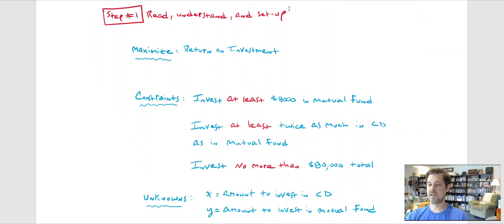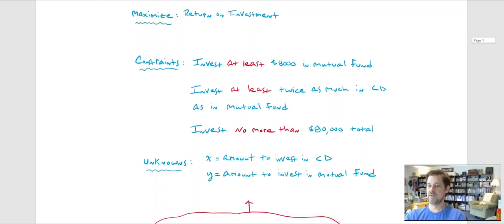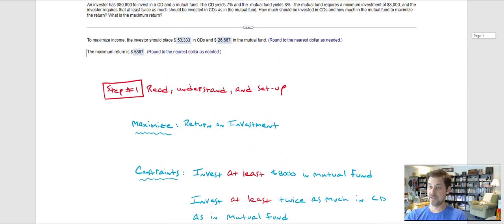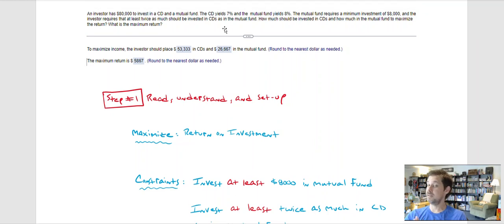Step one, as I explain this type of thing, is to read the problem, make sure we understand it, and set it up. I've already read it, and I think the understanding part is what you see that follows. I want to divide it up into these three parts. First, I want to identify what I want to maximize or minimize, because in linear programming problems it will be one or the other. In this case, I want to maximize the return on investment, given that the CD yields 7% and the mutual fund yields 8%.